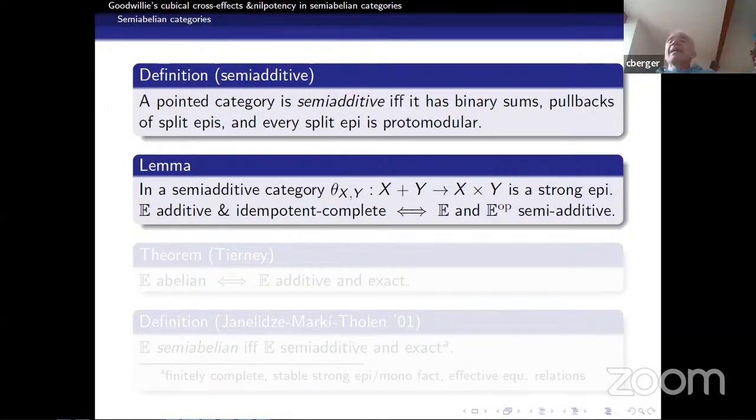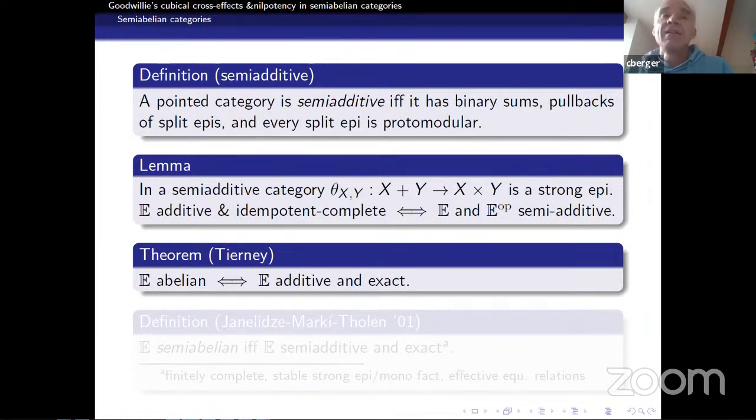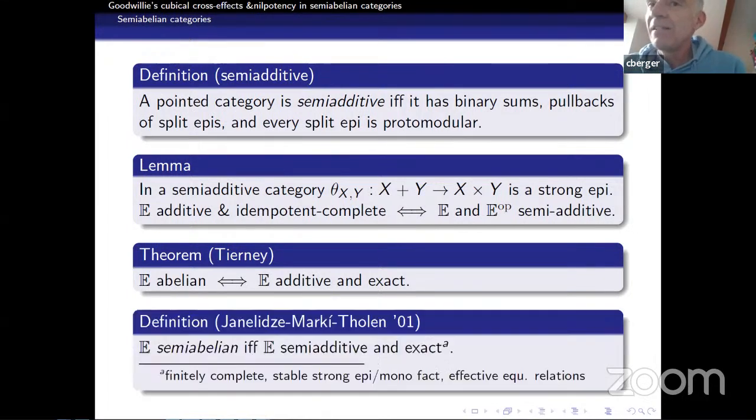Now, why do I tell all this? That's because there is a well-known theorem of Miles Tierney, who says that a category is abelian if and only if the category is additive and exact. So now you can weaken this: you replace additive by semi-additive, and you get the definition of a semi-abelian category as given by Janelidze, Márki, and Tholen. So a semi-abelian category is a semi-additive category which is also exact.